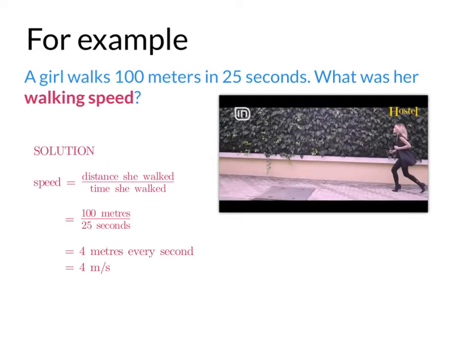Alright, here is the answer. We just put our numbers in. We know that she walked 100 meters in 25 seconds, and if we look at the numbers, 100 divided by 25 is 4, and the units are meters per second, or meters every second, or meters divided by seconds. So the best answer is 4 meters per second. I hope you got that one correct.